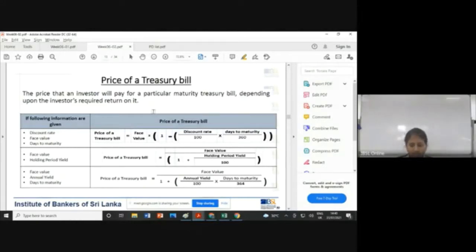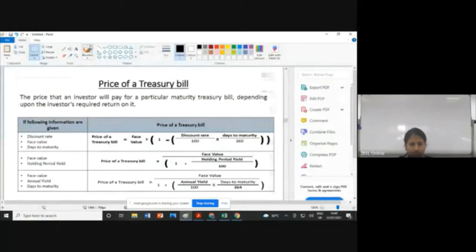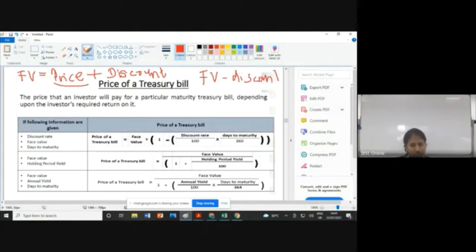Very first one. Now we know face value is equal to price plus discount. Always it has a discount, so this is how it will move. So how do you find price? You find price by face value minus the discount. Now here, discount meaning, is it the percentage? No. You have to find the amount. In amount, what is the discount?